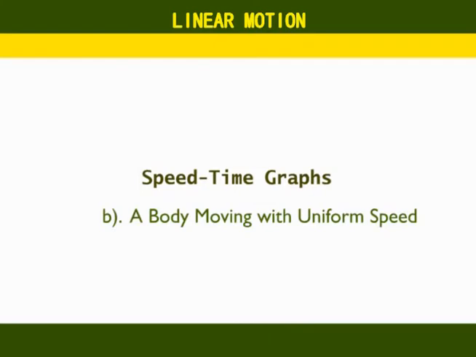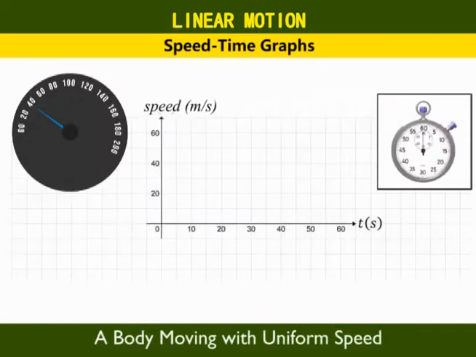Second case, a body moving with uniform speed. It means the speed does not change with time, but remains fixed or constant at a given value, which is not 0. So if a car is moving at a uniform speed of 40 meters per second, then at time 0 seconds, the speed is 40 meters per second. At 10 seconds, it is still 40 meters per second. At 20 seconds, it is still 40 meters per second. So the graph will be a horizontal line at the 40 meters per second mark.